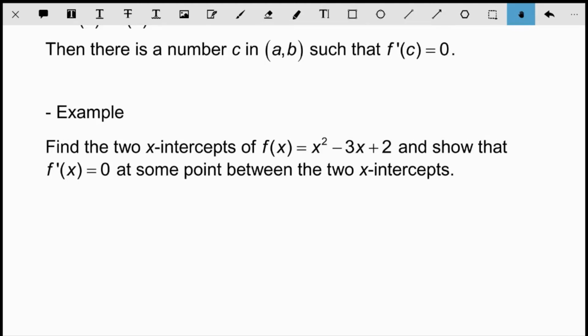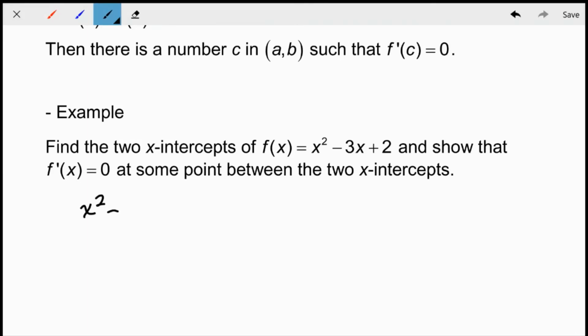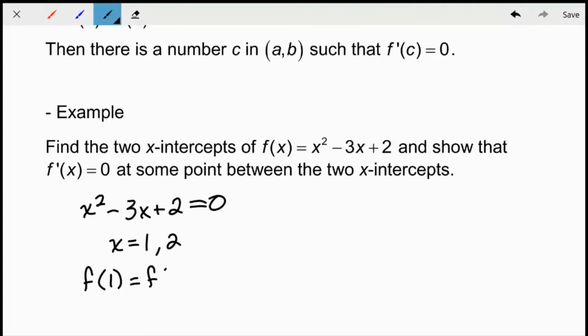So let's look at a couple of examples. It says find the two x-intercepts of x squared minus 3x plus 2 and show that f prime of x is equal to 0 at some point between the two x-intercepts. Well, to find the x-intercepts, we would take x squared minus 3x plus 2 and set that equal to 0. You can factor it and solve it, and you'd get x is equal to 1 and 2. Those are my two x-intercepts. So what that means is f of 1 is equal to f of 2, and those are both equal to 0.